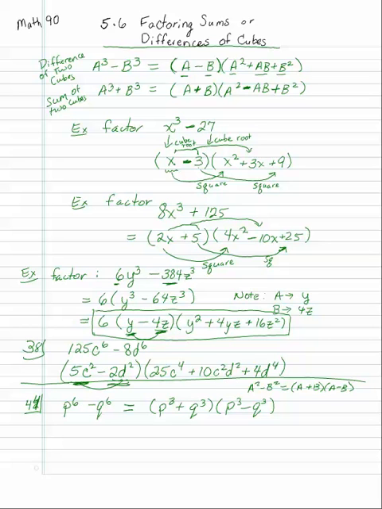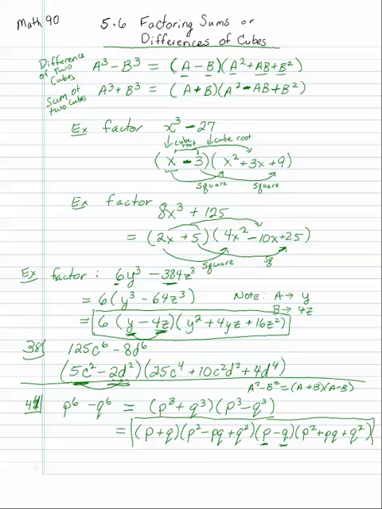Now the first one is a sum of cubes. So it's p plus q, p squared minus pq plus q squared, straight from the formula. Now I'm going to do the difference of cubes, same thing. p minus q, square the first one in the first parenthesis, multiply them together, change the sign, then square the last one. And there you go.